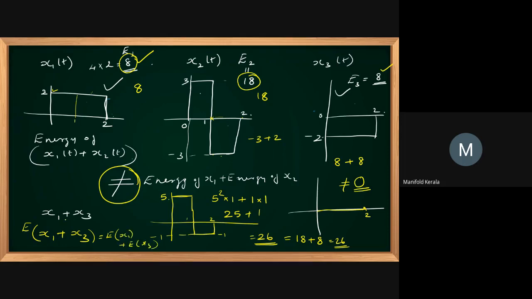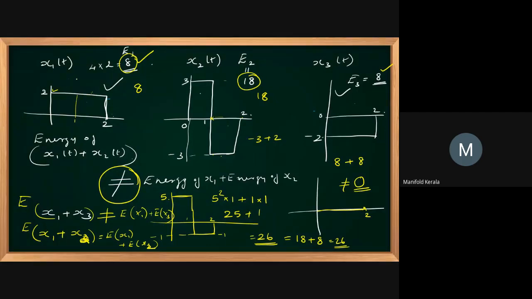But in the case of H1 plus H3, it is not equal to energy of H1 plus energy of H3. So what can you say about this particular conflict? Did you understand why it is different? For the first signal and second signal, if I add up the signals, the energies will get just added up.